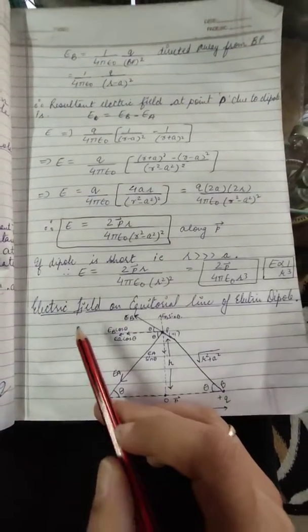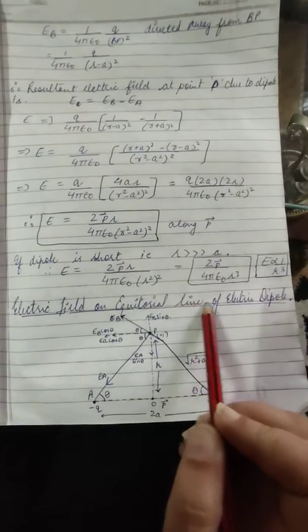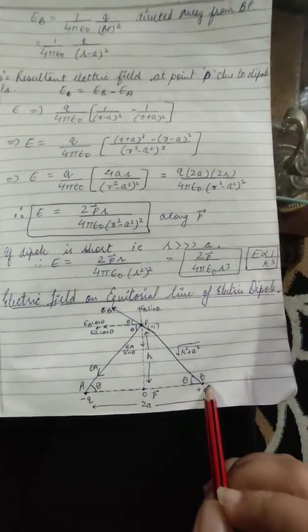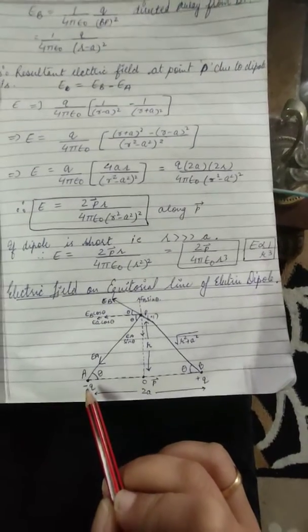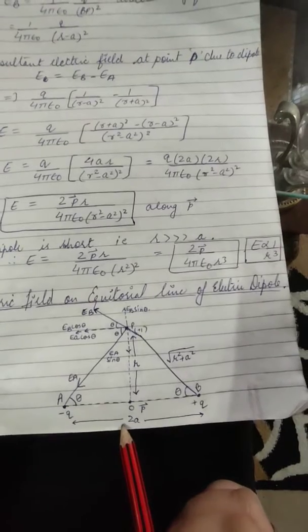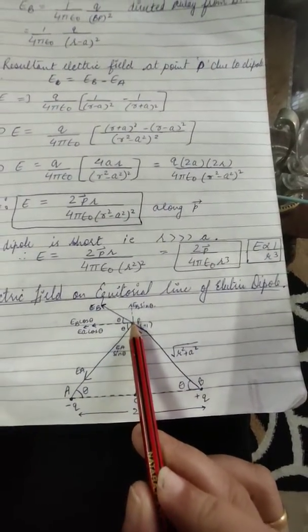Hello everyone. Today we are going to start the topic that is electric field on the equatorial line of electric dipole. Here we are taking a dipole that is consisting of two charges. One is minus q, second is plus q. The distance between these two charges will be 2a. We have to find the electric field on the equatorial line, that is a point P.